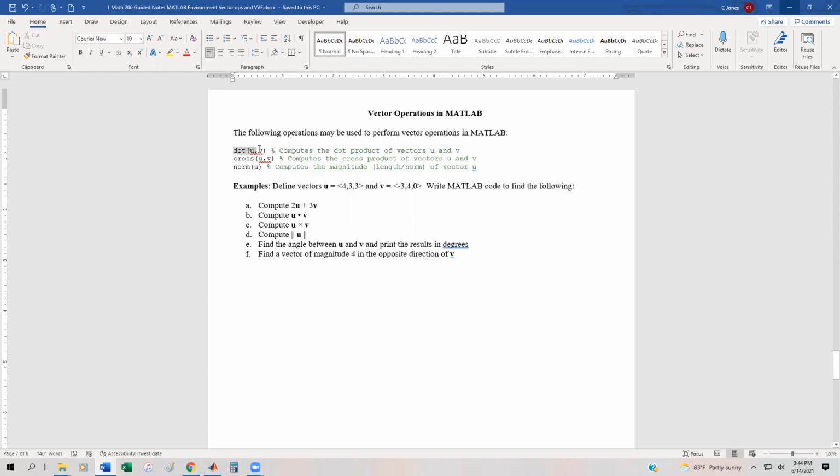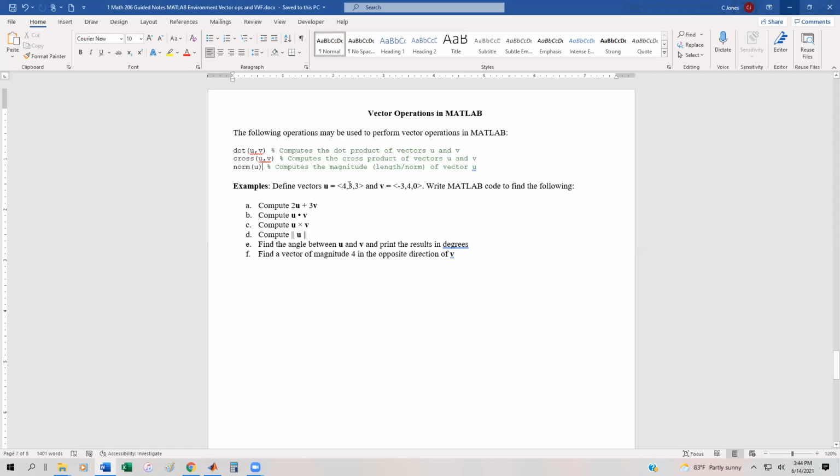So we have dot(U,V). If we have a vector U and a vector V, it finds the dot product. We have cross(U,V), and that's going to find the cross product of U and V in that order, U cross V. And then finally, norm(U) is going to find the magnitude of U.